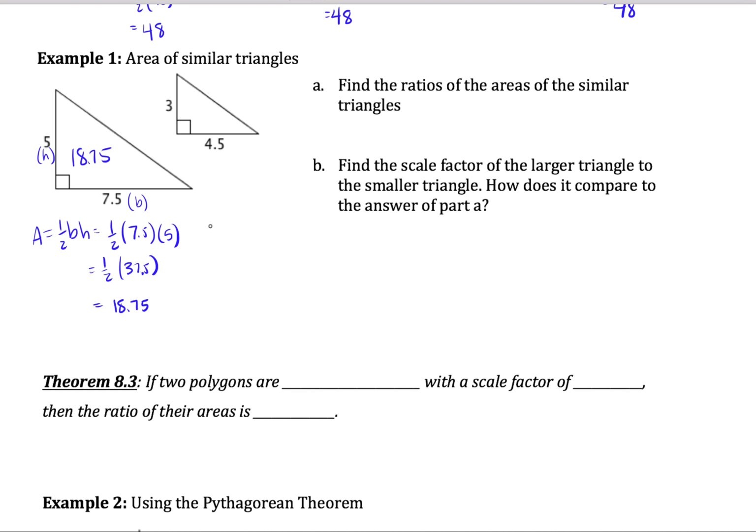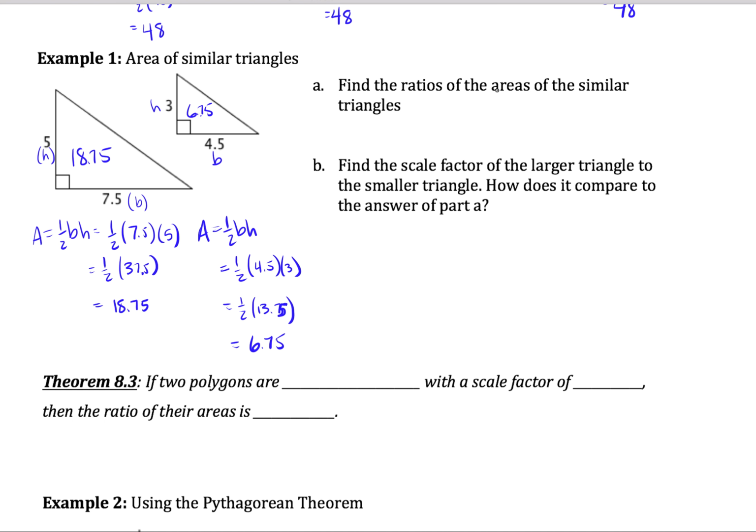Let's do the area of the smaller triangle. We're looking at 1/2 base times height. So this is going to be 1/2 of, in this case, the base would be the 4.5 and the height would be the 3. So 1/2 of 4.5 times 3. And 4.5 times 3 is going to be 13.5. And half of 13.5 is 6.75. So that area is 6.75.